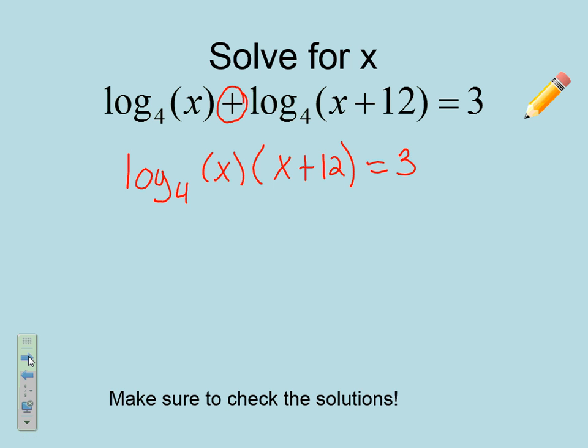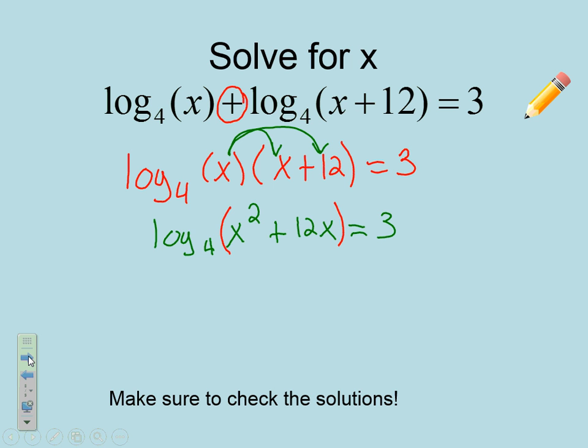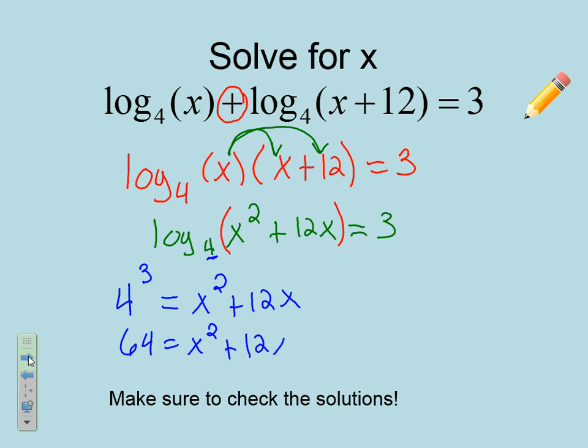Well, now I know I can multiply this through, so I can distribute this. So I have log base 4 of x squared plus 12x equals 3. Now that I have my x by itself, because this is all together, I can rewrite it in exponential form. So my base number here is 4. My exponent is 3, and it's going to equal x squared plus 12x. Now, 4 to the 3rd power is 64, so I get 64 equals x squared plus 12x.